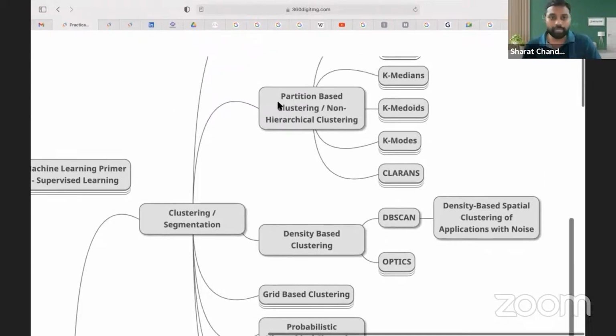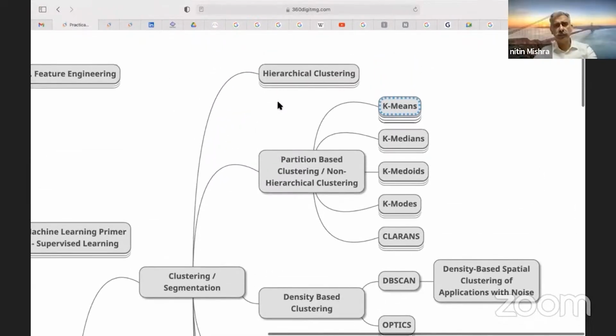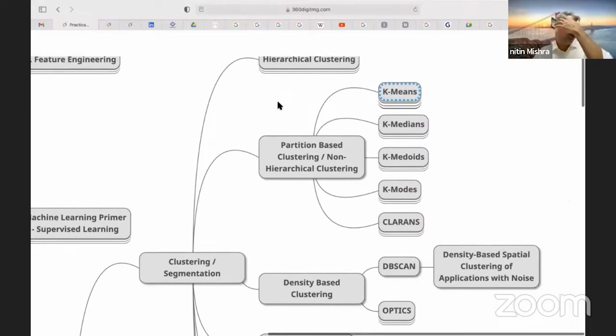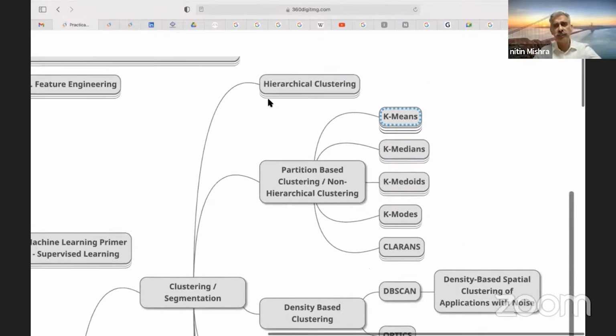Nitin is showing. Sorry to interrupt you. The reason why I immediately got excited and showed you the mind map is, at least this is something that participants from 360 would be aware of. We've been emphasizing that you please look into the mind map.